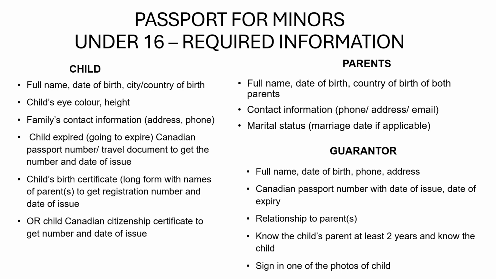And of course, the person who is the guarantor for the child needs to have a Canadian passport number with the date of issue and the date of expiry, and the relationship to the parents of the child. The guarantor needs to have known the child's parents for at least 2 years and know the child. And he or she will need to sign one of the photos of the child.